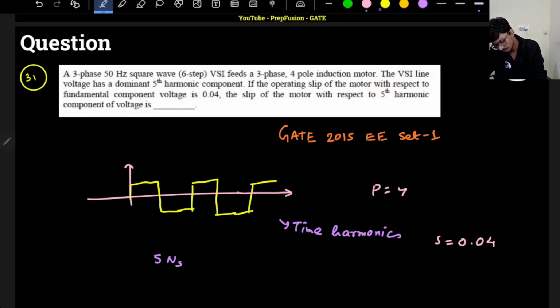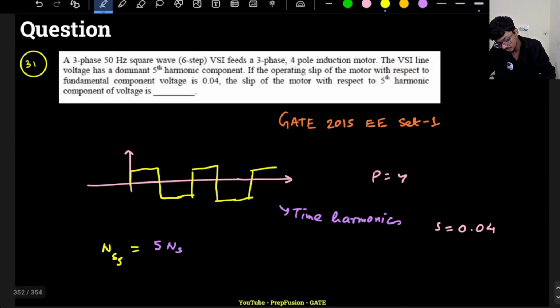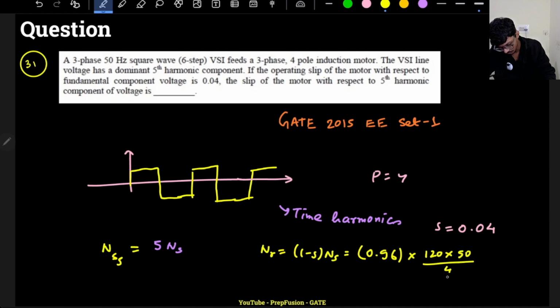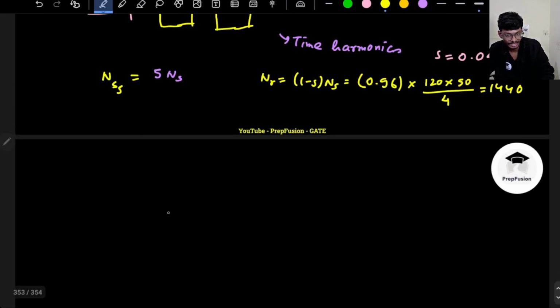We know that the synchronous speed of the fifth harmonic component will be 5 Ns, right? That is what we know. It is a time harmonic. So they are asking what will be the slip with respect to the fifth harmonic. So what is the rotor speed? It is (1 minus s) into Ns. So this will be 0.96 into Ns. What is Ns? Ns is 120 f by p, that is 120 into 50 by p, p is 4, so this will be 30 into 50, 1500. So 0.96 into 1500, that is 1440. So Nr is 1440.